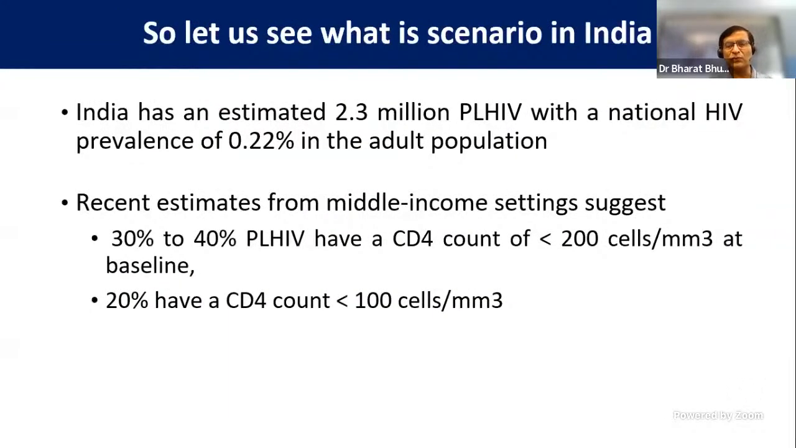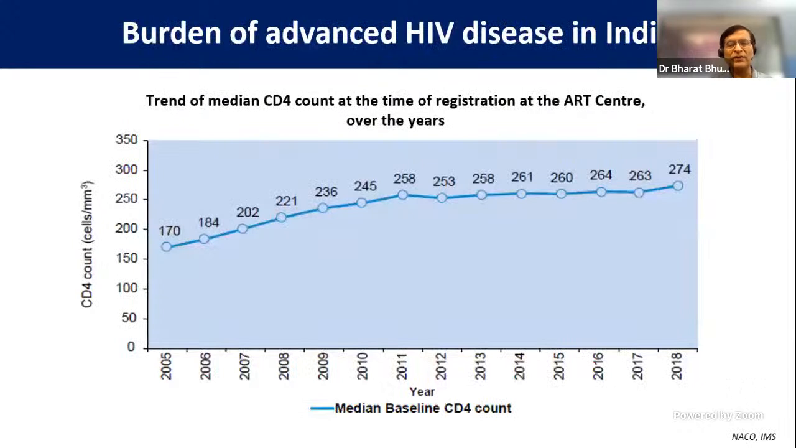Let us focus on our country. We know that India has 2.3 million PLHIV with a national prevalence of 0.22%. And recent estimates from middle income settings suggest that 30 to 40% have advanced disease, I think I've already dealt with this from South Africa. And if you see in India over the years, this is the data from 2005 to 2018, the median CD4 count at baseline has been increasing from 170 to 274 in 2018.